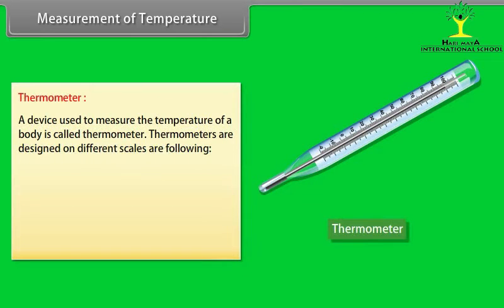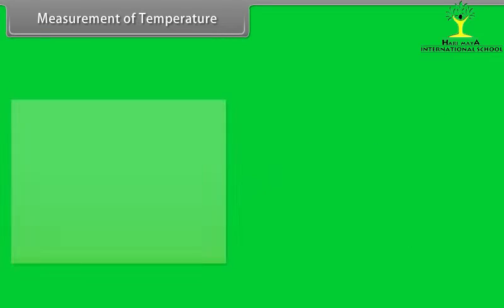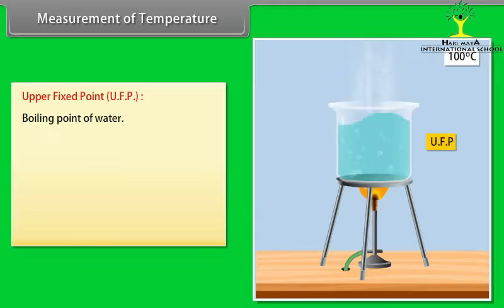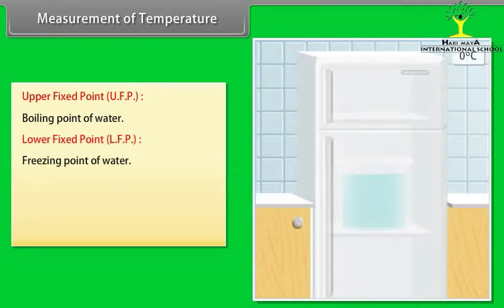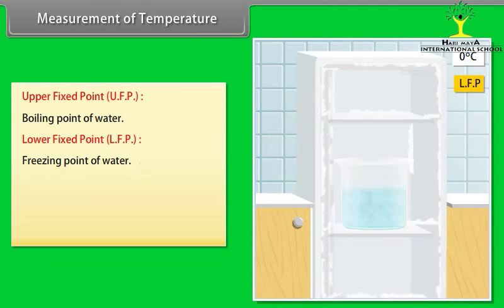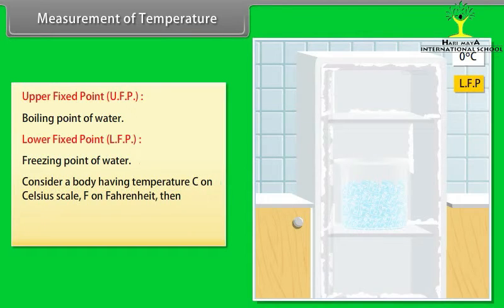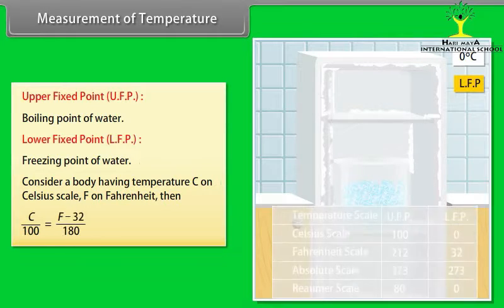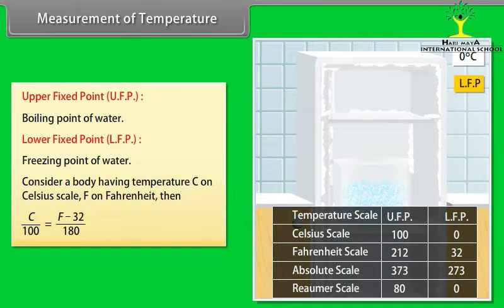Measurement of temperature. A device used to measure the temperature of a body is called a thermometer. Thermometers are designed on different scales, the following: Celsius scale, Fahrenheit scale, Kelvin scale, and Reamur scale. Boiling point of water is known as the upper fixed point. Freezing point of water is known as the lower fixed point. Consider a body having temperature C on the Celsius scale and F on the Fahrenheit scale. Then C upon 100 is equal to F minus 32 upon 180.